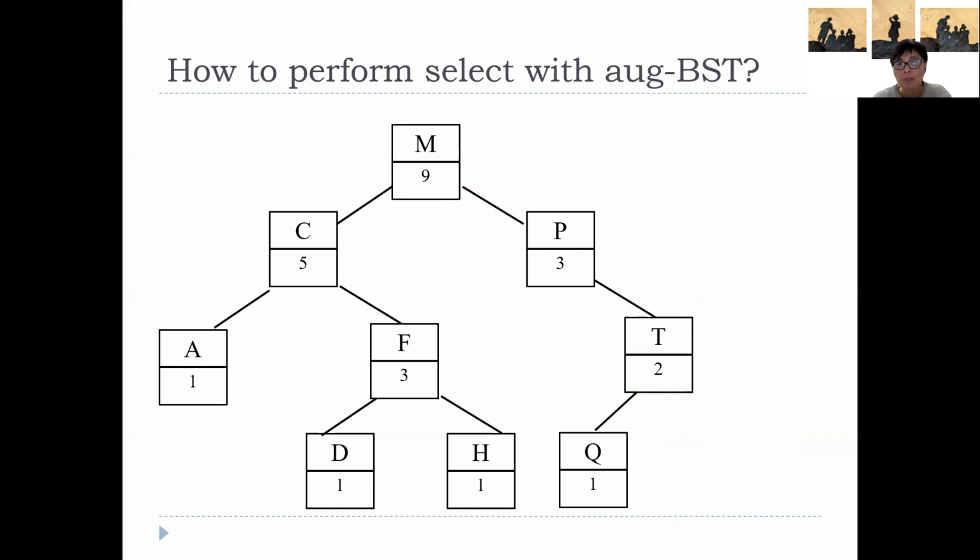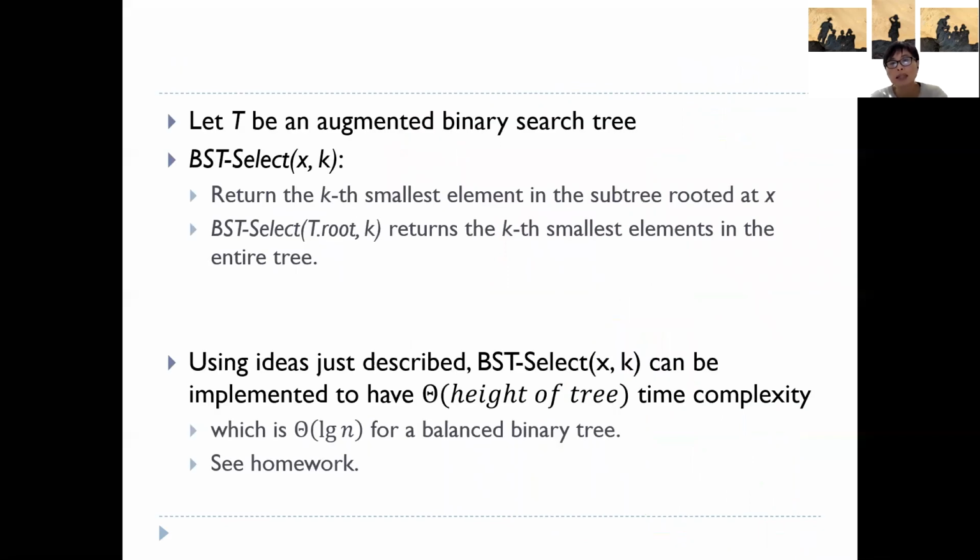As I said, this can actually be easily implemented using a recursive algorithm, using the idea that I just described, because as you can see, we basically have to go either left or right accordingly, depending on the rank we're looking for with the order of the current node we're inspecting. So how to implement this will be a homework problem. But the time complexity of this procedure is in general proportional to the height of the tree.